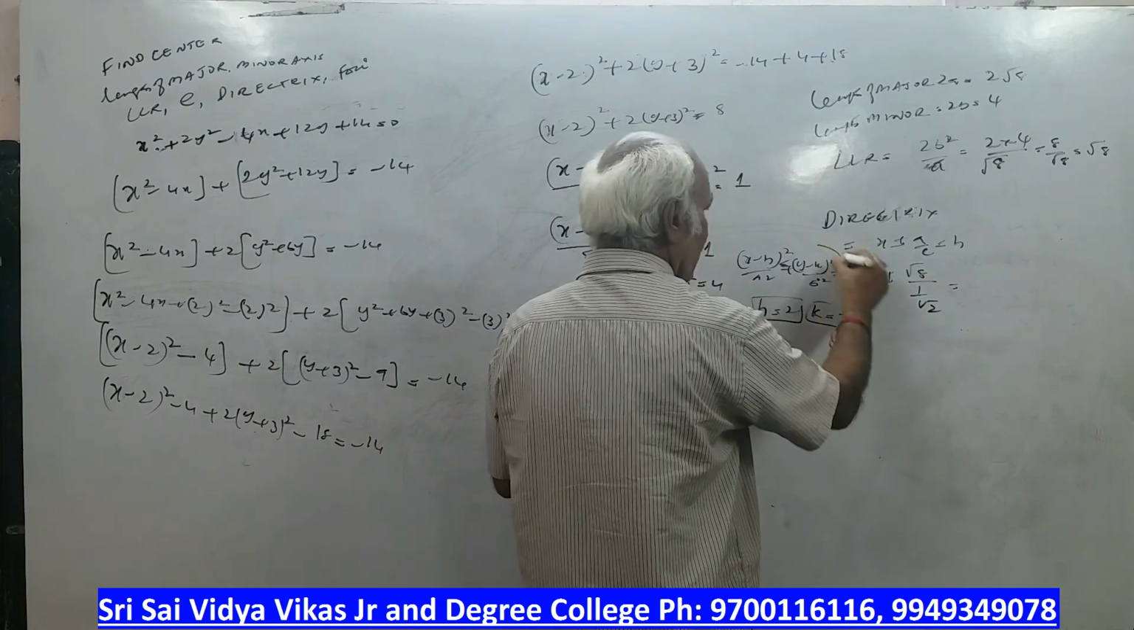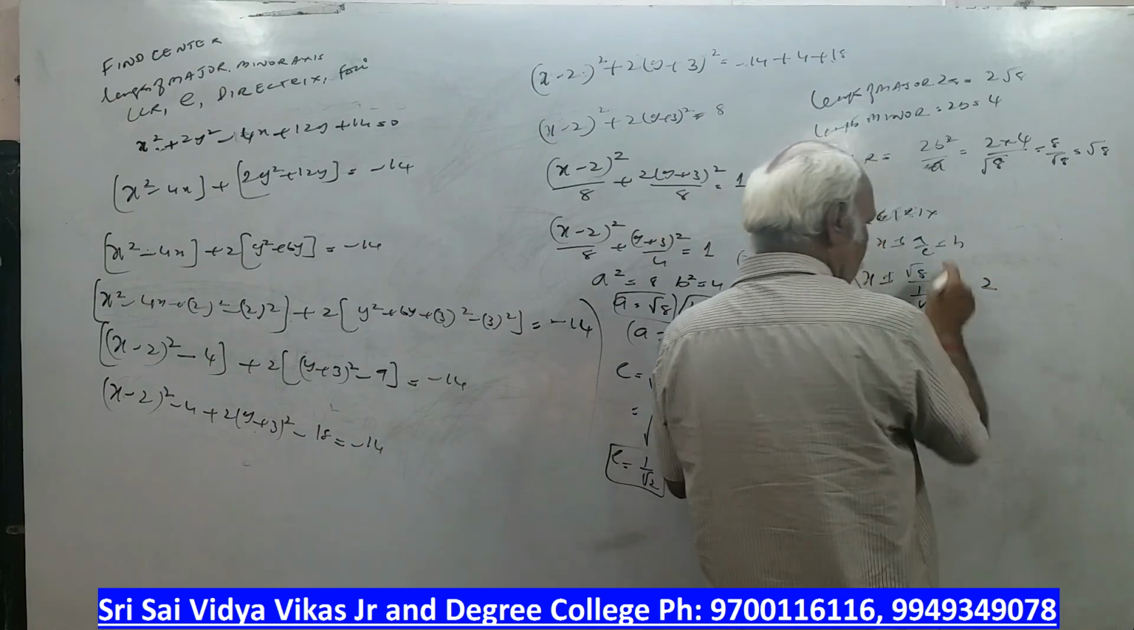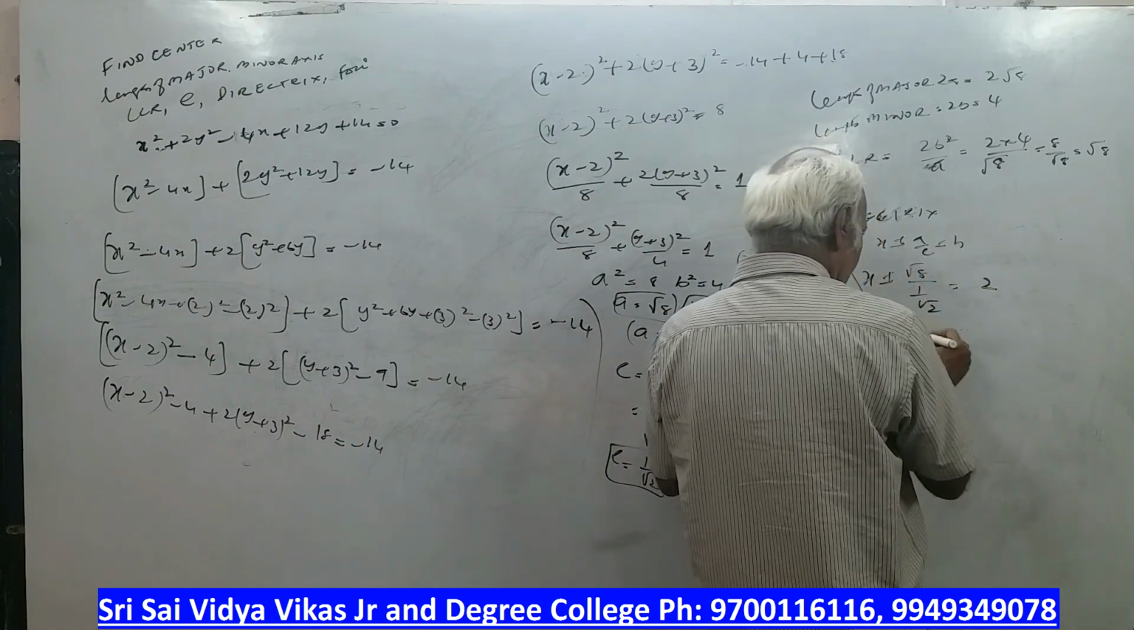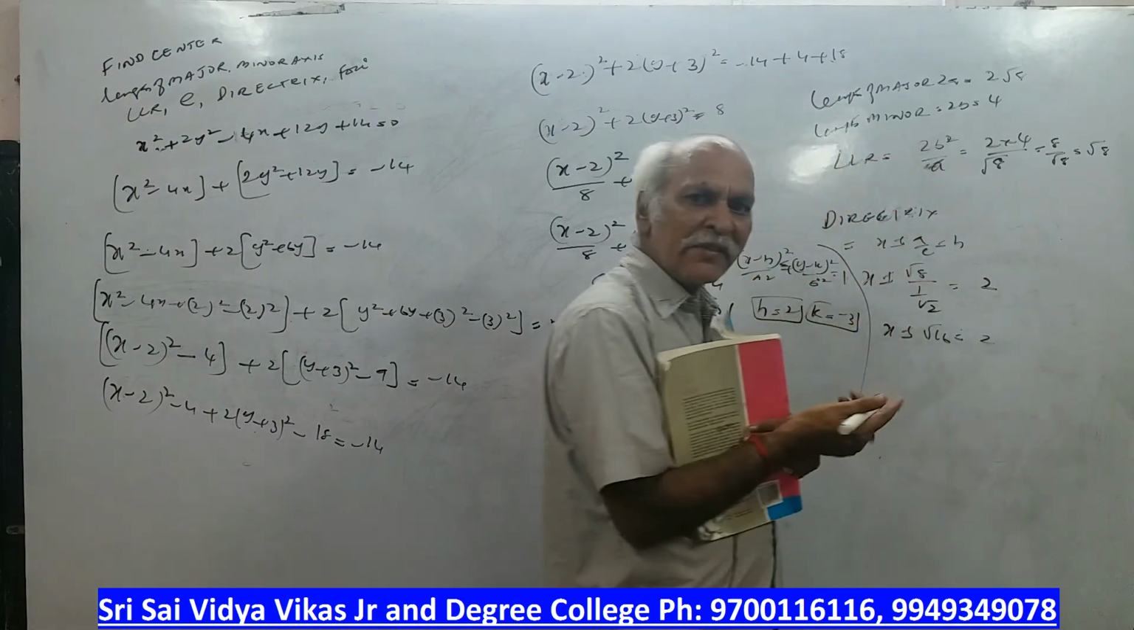This is very, very important. Okay, so h is how much, sir? 2. So root 2 will multiply with root 8, sir. x plus or minus root 16 by 2. Okay, if you want to simplify this, you write plus 4, otherwise leave the answer.